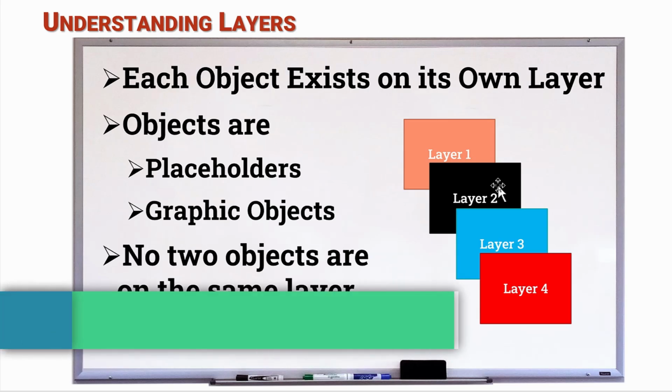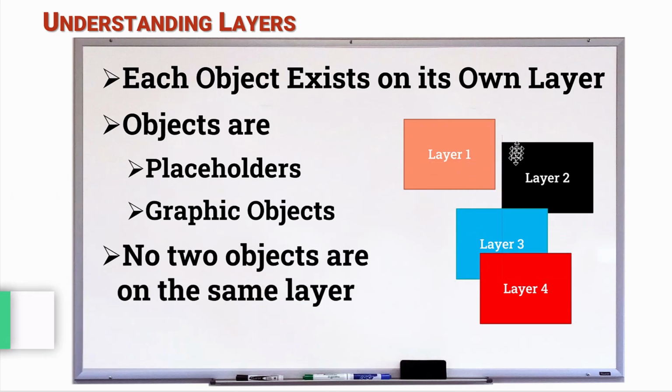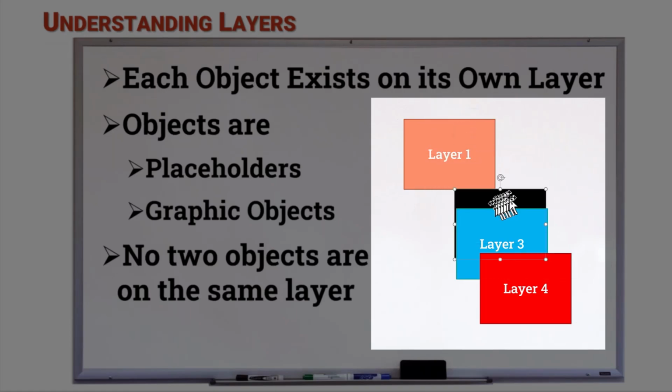Let's demonstrate this with our four boxes. I'm going to select layer 2. You can see it's selected with the grab handles. Now, when I drag it, you can see that it's still on its same layer when I cover up layer 1 and it hides behind layer 3. I'll put it back to where we started.